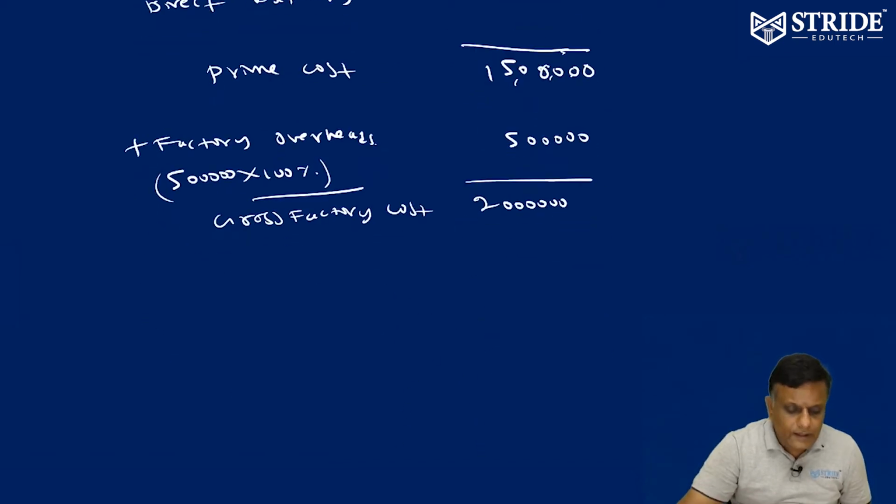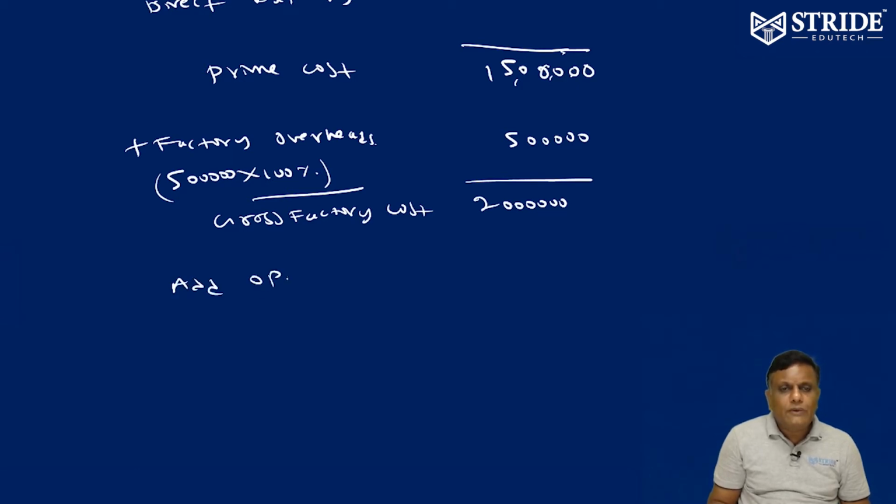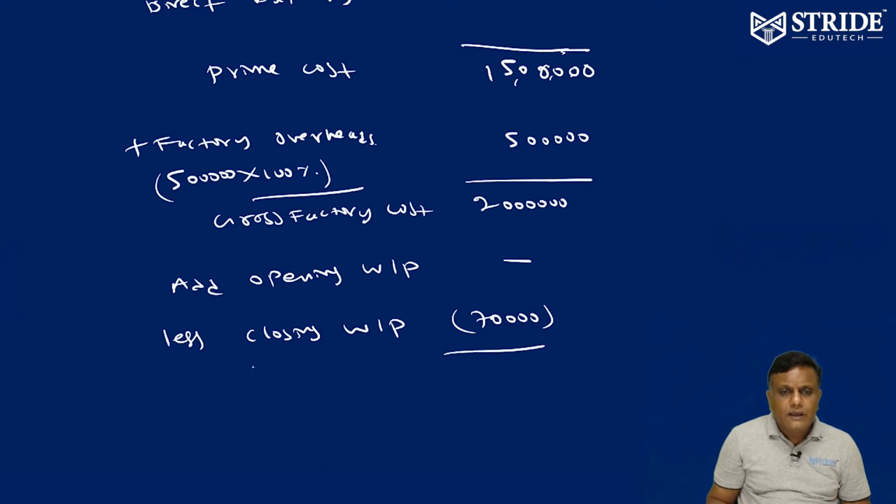To the gross factory cost of 20 lakhs, add opening WIP, which is not given, dash. Less closing WIP, 70,000 given. The net factory cost is 19,30,000.